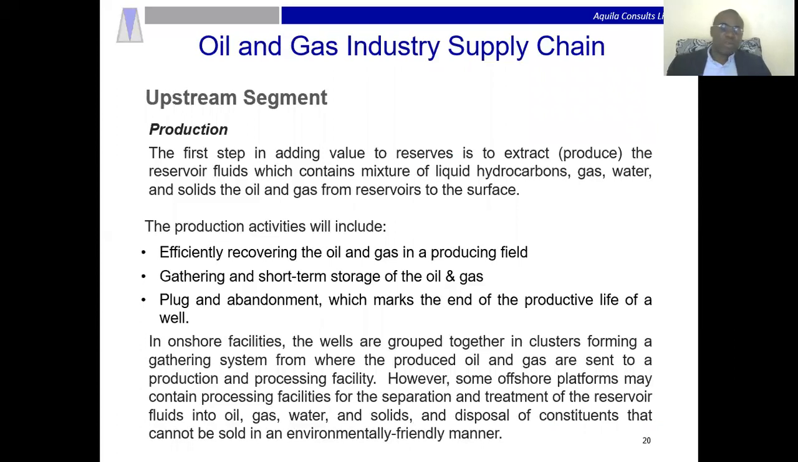The other aspect of the upstream segment, as I mentioned earlier, is production. For production, after you've discovered and drilled, that describes the process of bringing the oil out of the ground.